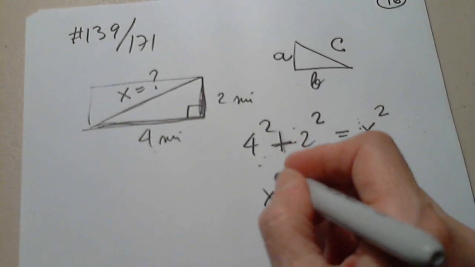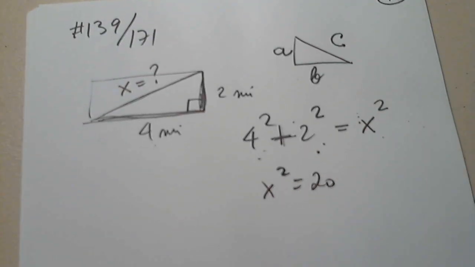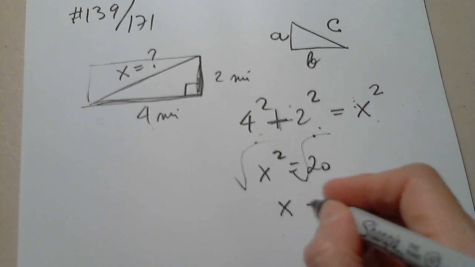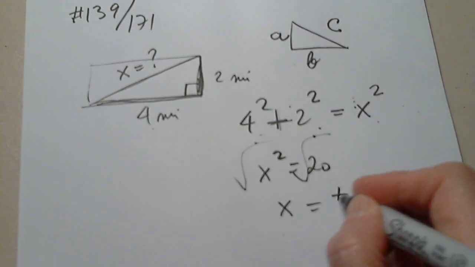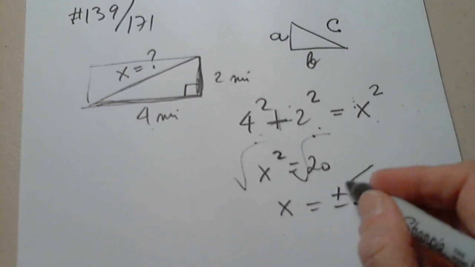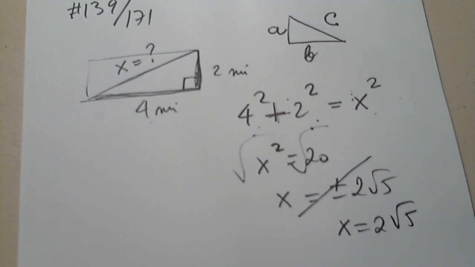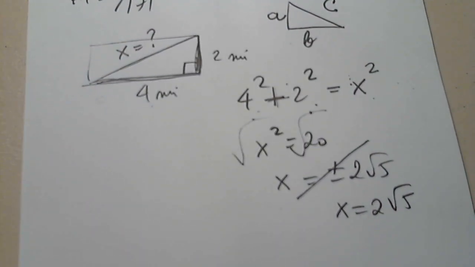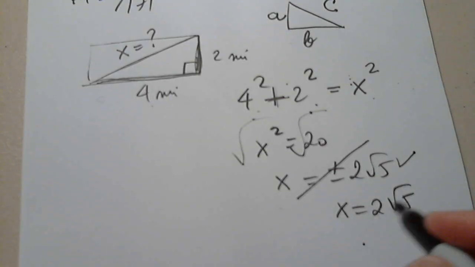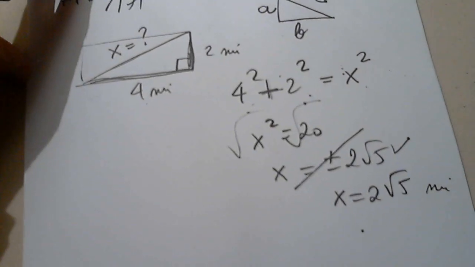So then we have x squared equals 16 plus 4, which is 20. And yes, we have to take the square root as we always did. But this time I cannot write plus or minus. This is 4 times 5, so x equals 2 times the square root of 5. Only because x is a distance in miles, I can only use the positive number.